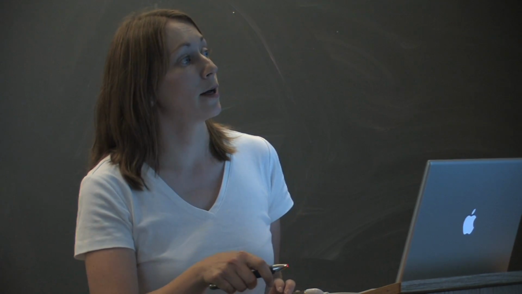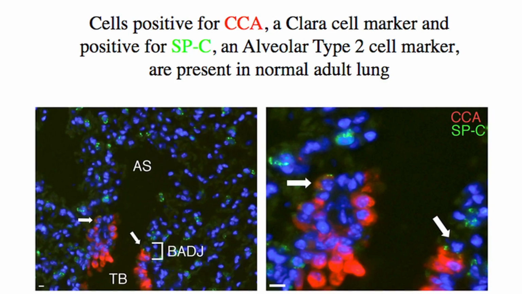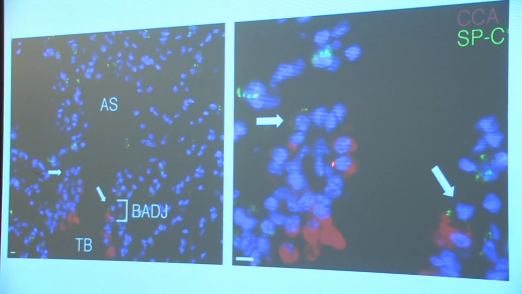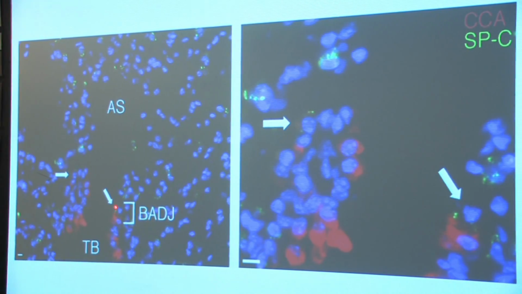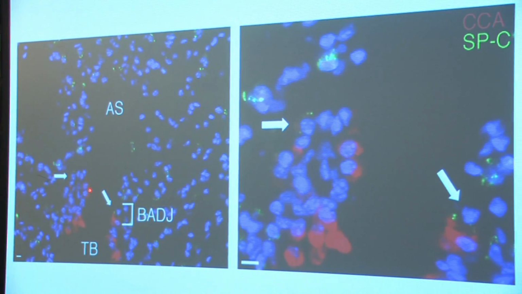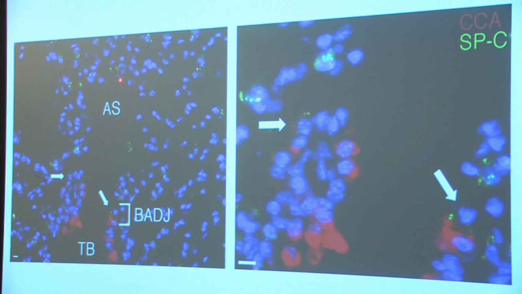And this was work that I did during my postdoc, and I simply took the mouse lung normal tissue sections and performed immunofluorescence and stained for these proteins shown here. So CCA is the Clara cell marker, which you can see stains in red here, staining the Clara cells which line this terminal bronchiole. And then the green is SPC, this punctate stain, which is a marker for the alveolar type 2 cells out here in the alveolar space.